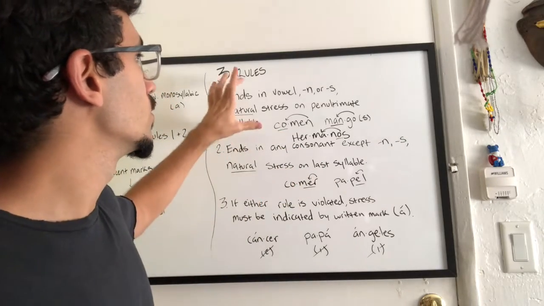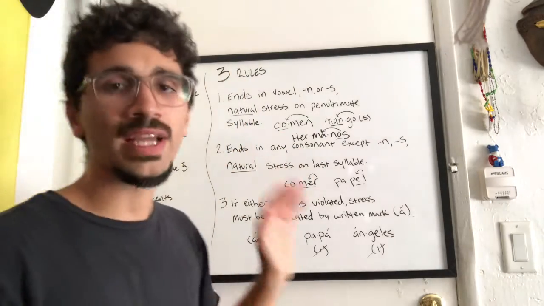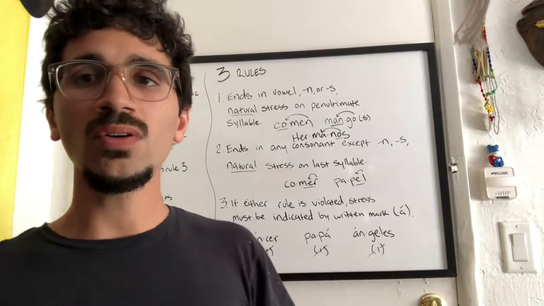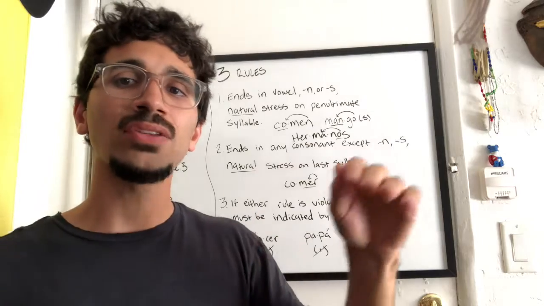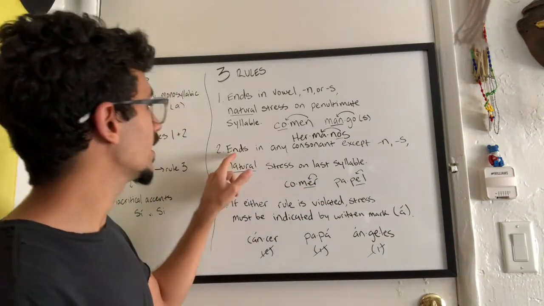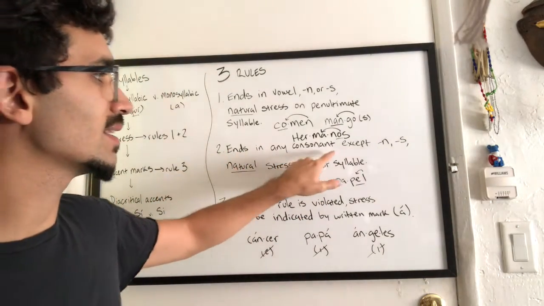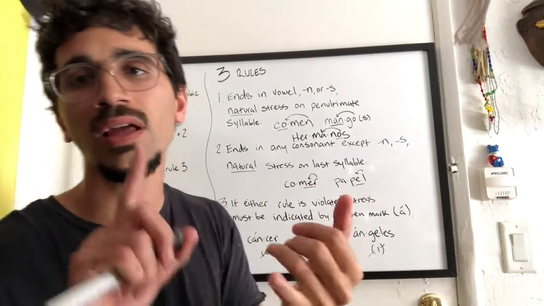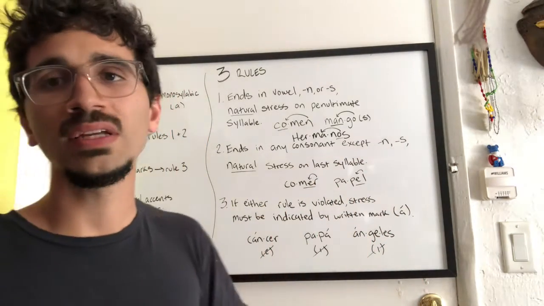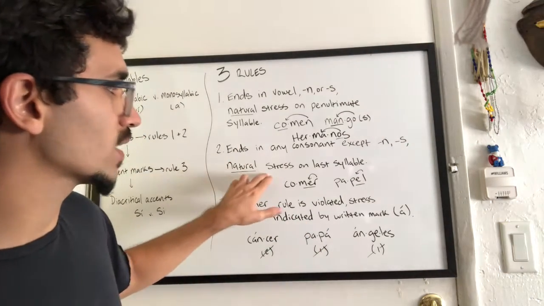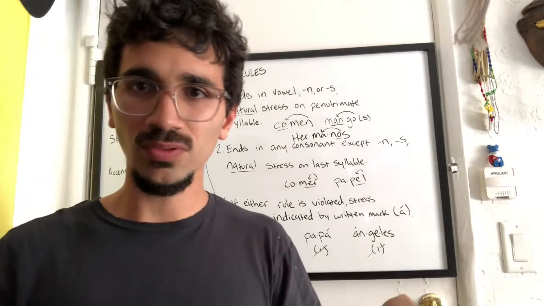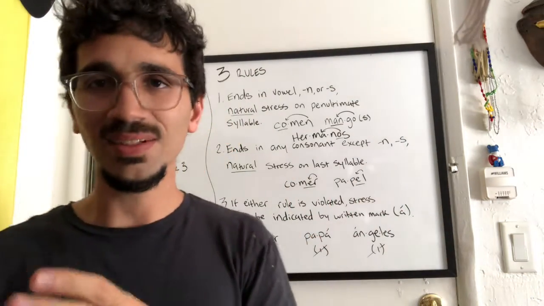Okay, so the first rule accounts for all the words in Spanish that end with a vowel, N or S. So what's left over are words that end in any other consonant. So any word that ends in any consonant except N or S, meaning M, L, R, Z, whatever. Those words, the natural stress is going to fall on the last syllable. Okay, not the second to last, the last syllable.